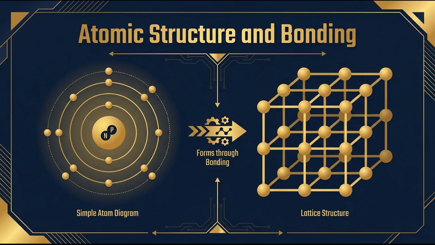Atoms bond to achieve stable outer shells. Covalent bonding occurs when nonmetals share pairs of outer shell electrons. Simple covalent molecules, like methane, have strong covalent bonds within them, but weak intermolecular forces between them, so little energy is needed to separate them, giving them low melting points.